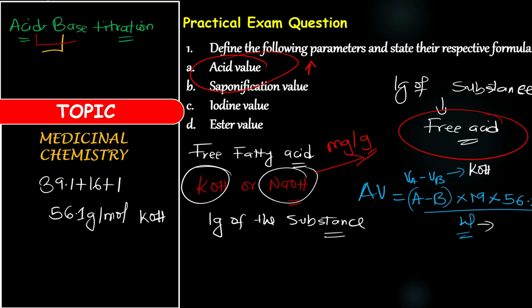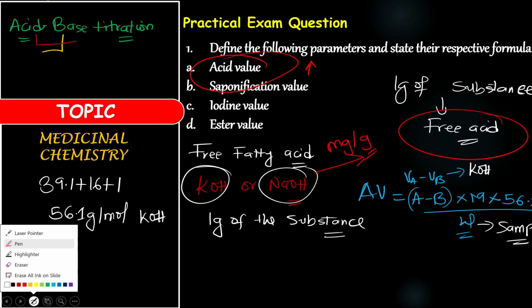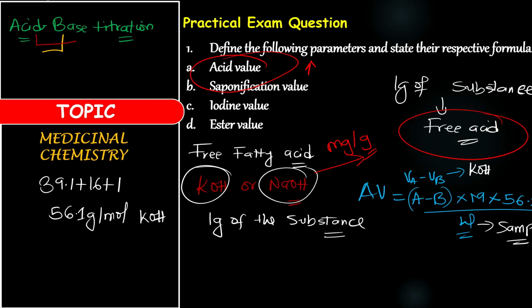So this 56.1 is the amount in gram of potassium hydroxide, and then W is the mass of the sample used. That is the mass of the substance that is used. Are you getting it? So VA minus VB, VA and VB is the amount of titrant. In this case, the titrant that was used for this experiment is potassium hydroxide. So this is how to calculate the acid value.